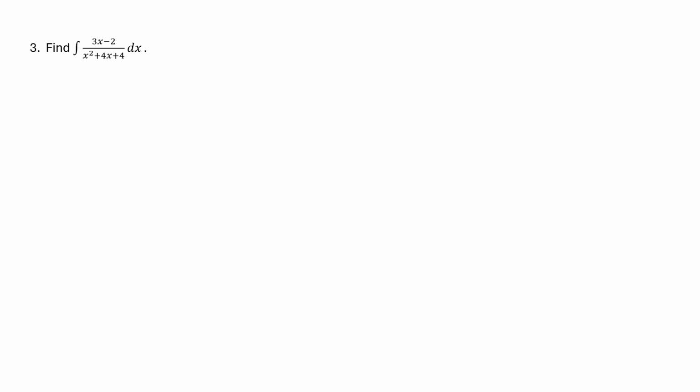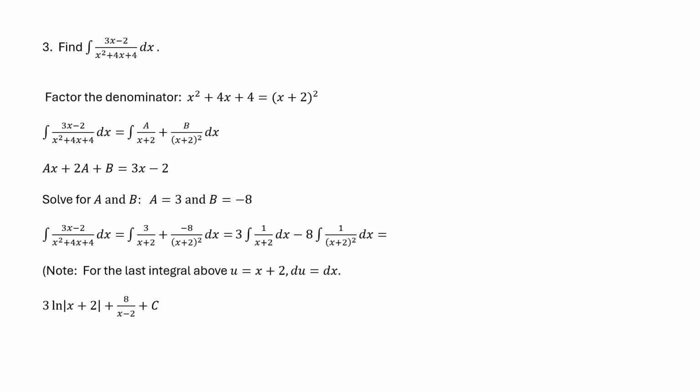The third one, this one is a little different. We're going to take the integral of 3x minus 2 over x squared plus 4x plus 4. Here we factor x squared plus 4x plus 4, and we get x plus 2 squared.